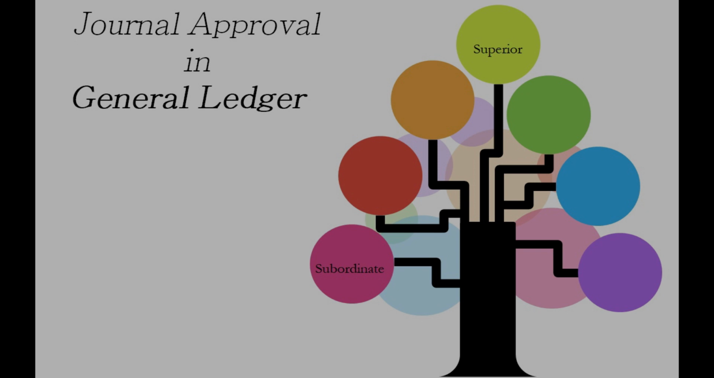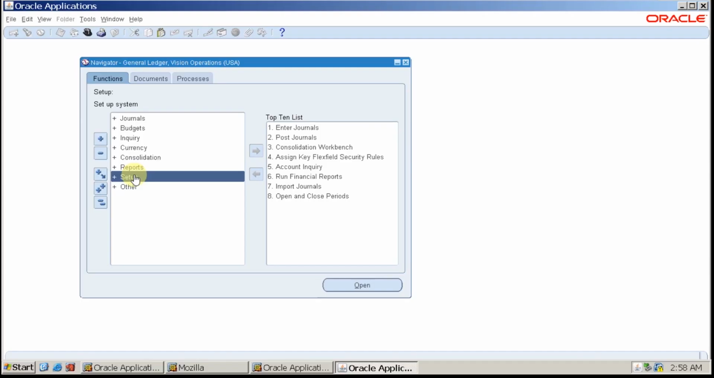So today in our class we are going to discuss approval of journal entries in the General Ledger application. How to do approval of journal entries? We will check one by one along with the setup steps.